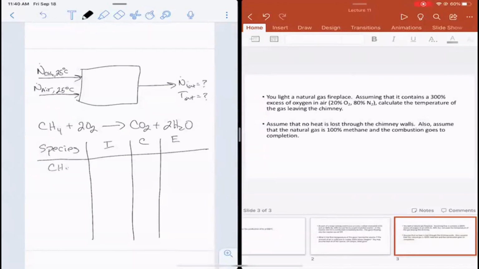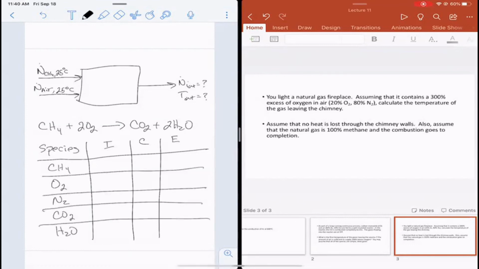So then here's methane, oxygen, nitrogen, CO2, and water, right? Each of these species participates in the reaction except for nitrogen, because we're told that we have air. So, all right, we're in the same position that we were in the previous problem, where we're not given an inlet flow rate. So I assumed one. I assumed a basis of 1 mole per minute of methane, all right?